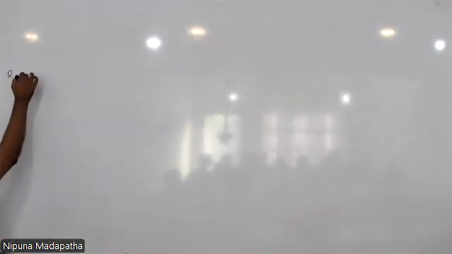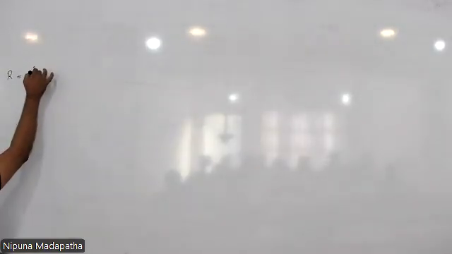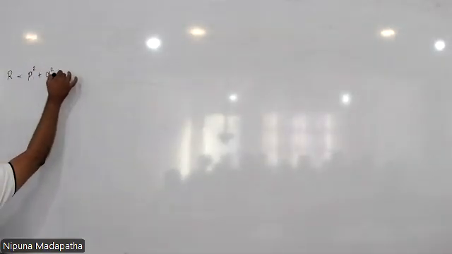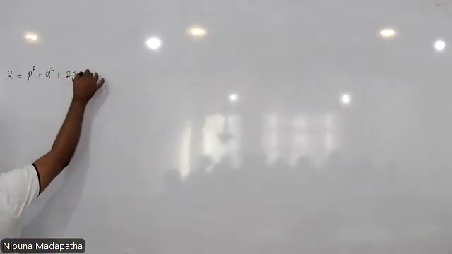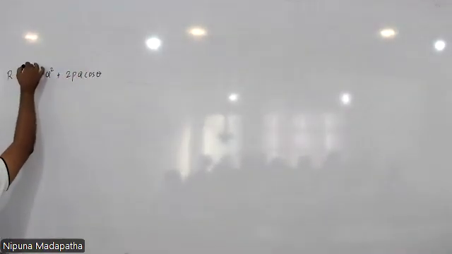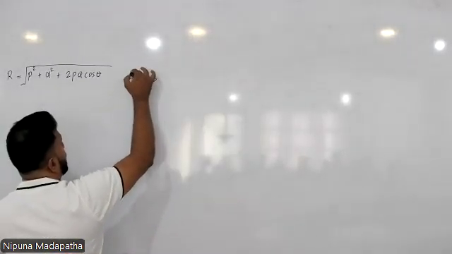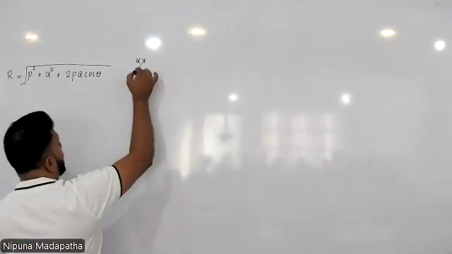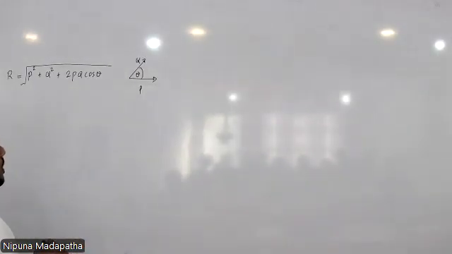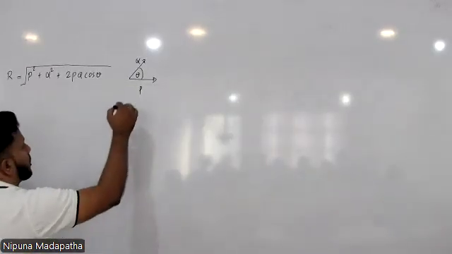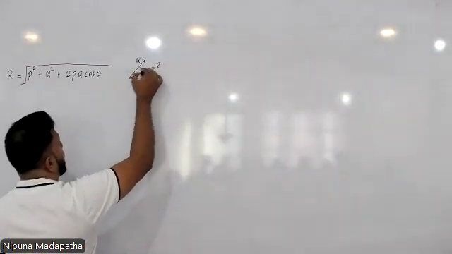We have obtained an expression using the parallelogram theorem of vectors. And you remember that expression, the resultant of two vectors. The resultant of two vectors P and Q is given by this expression, the square root of P squared plus Q squared plus 2PQ cos theta. If the two vectors are P and Q and the angle between the two vectors is theta, then the resultant of these two vectors is given by this expression.